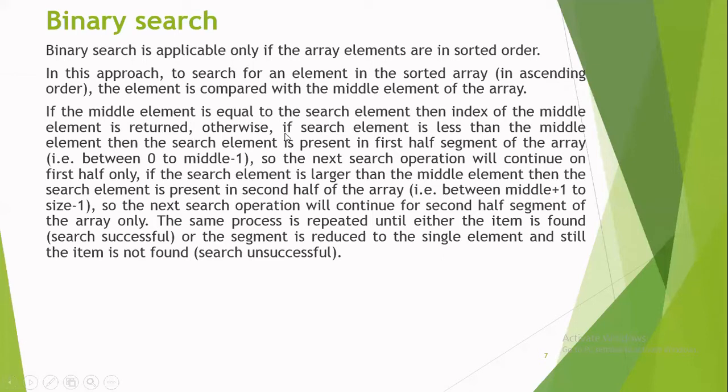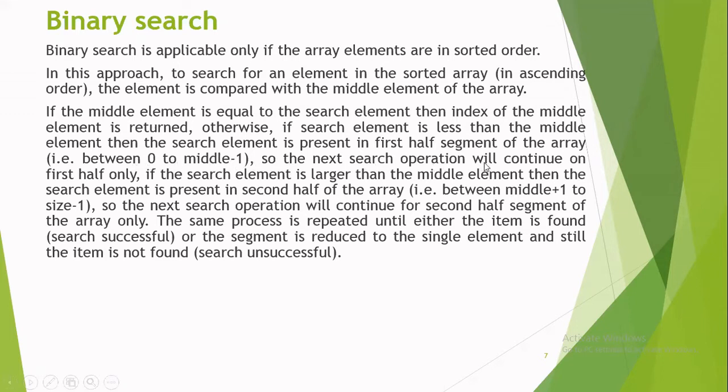Otherwise, we are going to check whether the given search element is less than the middle element or greater than the middle element. If the search element is less than the middle element, then the search element is present in the left half segment of the array, because we have considered a list which is sorted in ascending order. Obviously, if the element is less than the middle element, the element will be present in the left half of the array. Hence, we are going to search for that element in the left half of the array whose index values run between 0 to middle -1.